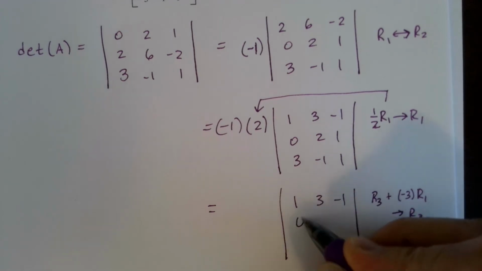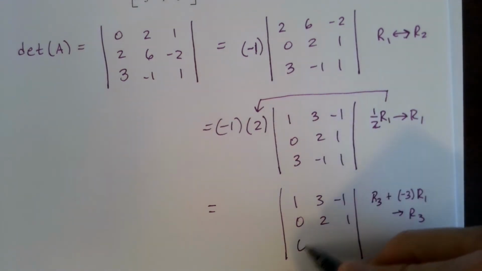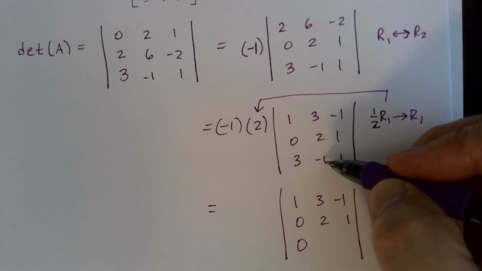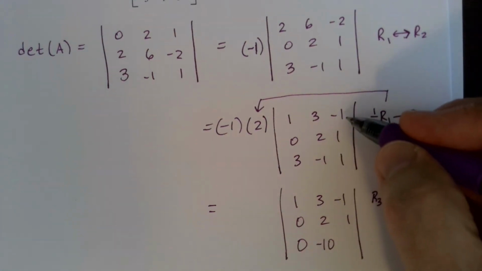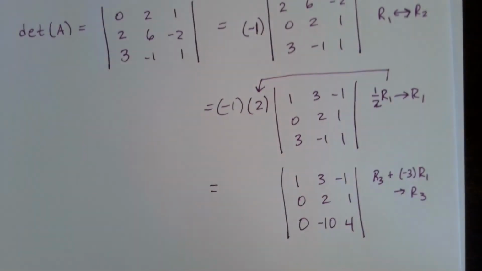Only row 3 is going to change here. So negative 3 times 1 added to 3, that gives me 0. Negative 3 times 3 is negative 9. Negative 1 plus a negative 9 is negative 10. Negative 3 times negative 1 is positive 3. 1 plus 3, that gives me 4. There's the new matrix.